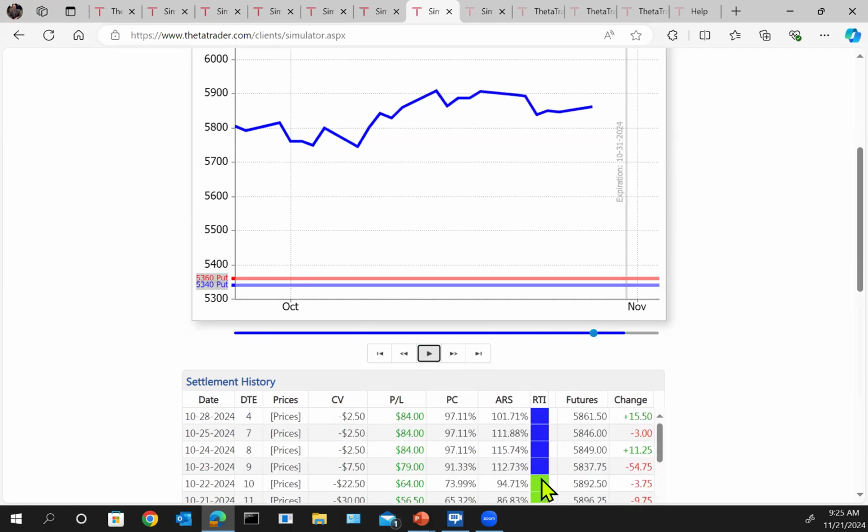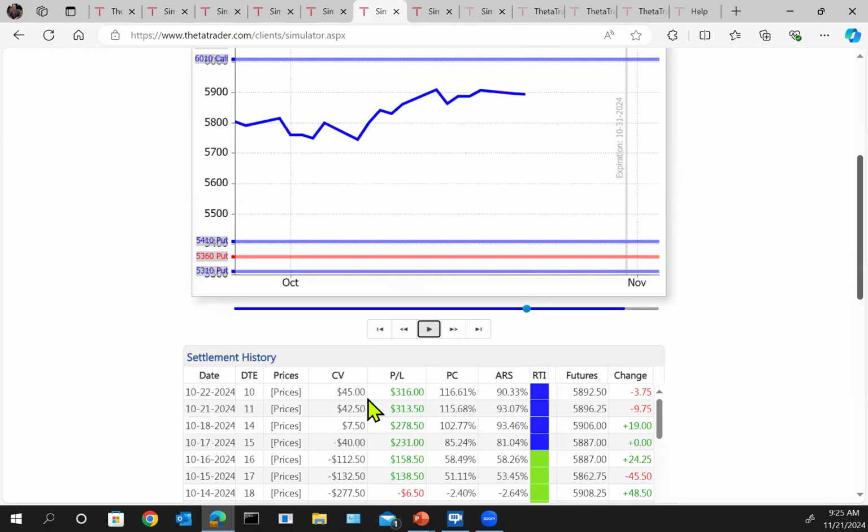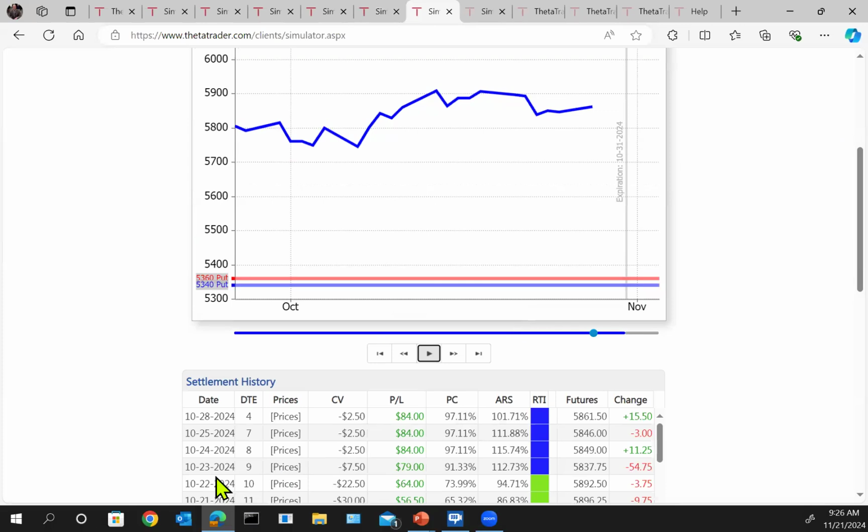So you had to stay in this trade with 9 days till expiration. So you were able to close out this position here on the dragonfly on October 17, but with the condor, you had to wait till October 23rd. So that's another advantage. Sometimes you get a chance to get out of that trade earlier compared to a condor when you're using a dragonfly.